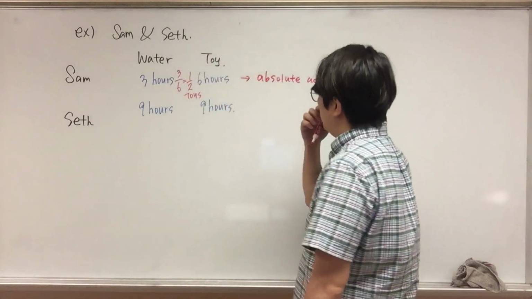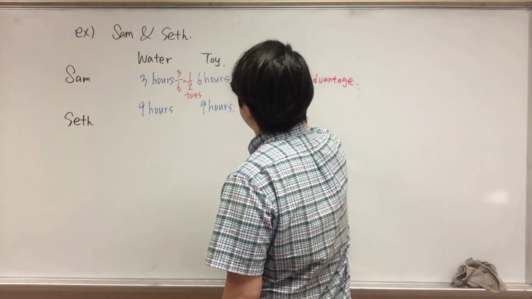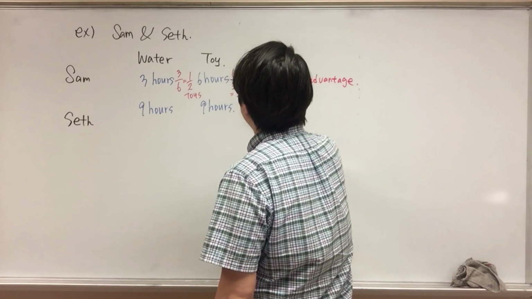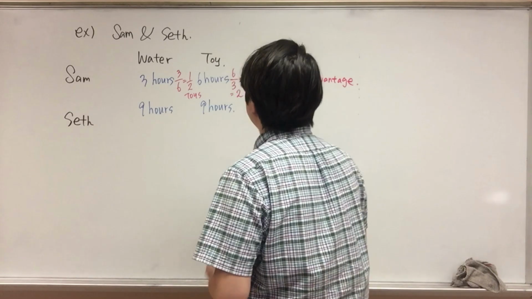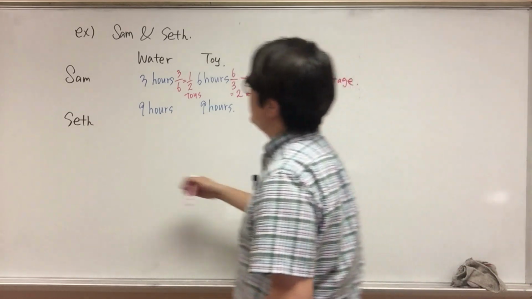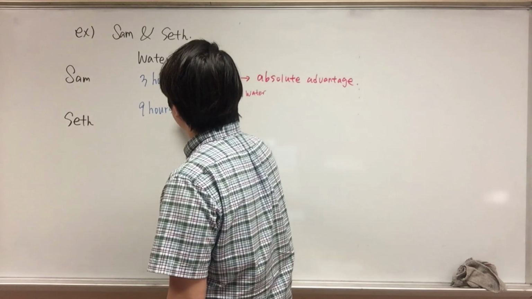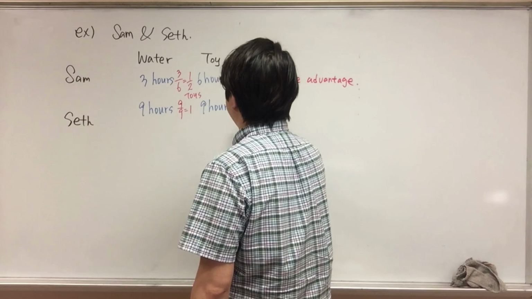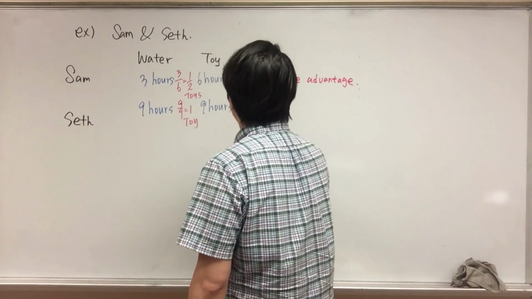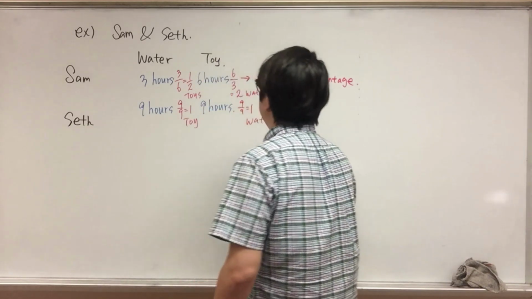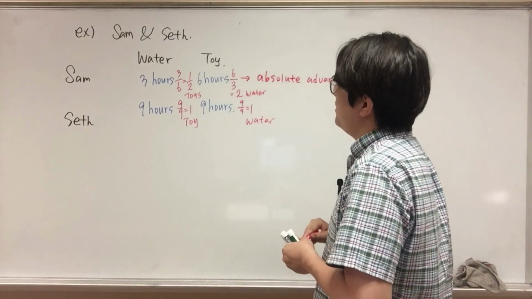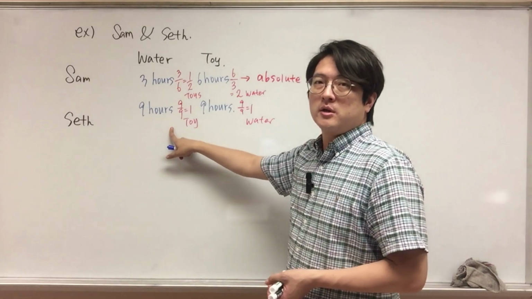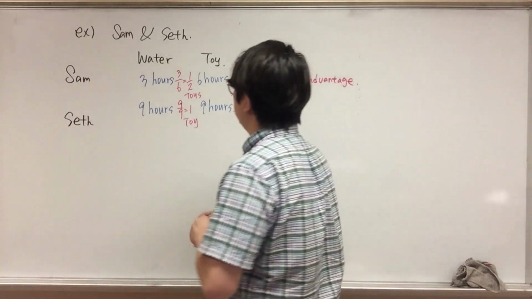Toys. Correct? How about toys? This is 6 over 3, so 2 bottles of water. Okay? How about Seth? 9 over 9, that's 1. One toy, one water. Okay? So let's compare the two of them. Which one for making a bottle of water? Which one has less opportunity cost?